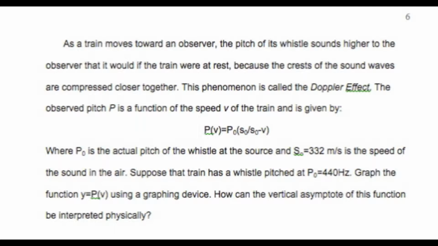Graph the function y = p(v) using a graphing device. How can the vertical asymptote of this function be interpreted physically?